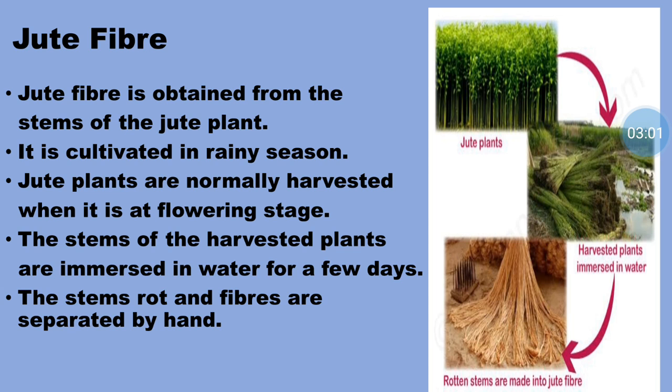Jute plants are normally harvested when they are at the flowering stage. The stems of the harvested plants are immersed in water for a few days. The stems rot and the fibers are separated by hand. So these are a few examples of natural fibers and how they are obtained.